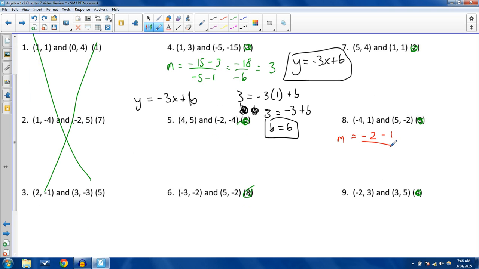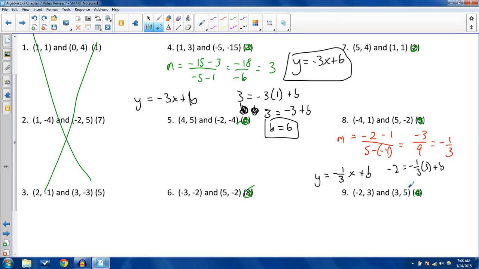So negative 2 minus 1 over 5 minus negative 4. That becomes negative 3 over positive 9, which is negative 1/3. So the slope of the line for this equation will be y equals negative 1/3 x plus b. Now you have to substitute x and y. You can use either point. Let's choose this one. It doesn't matter which one. Negative 2 equals negative 1/3 times 5 plus b.